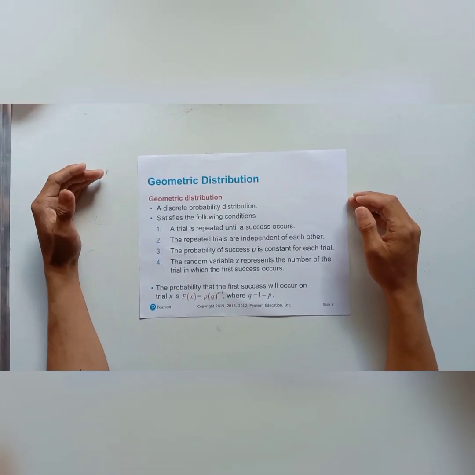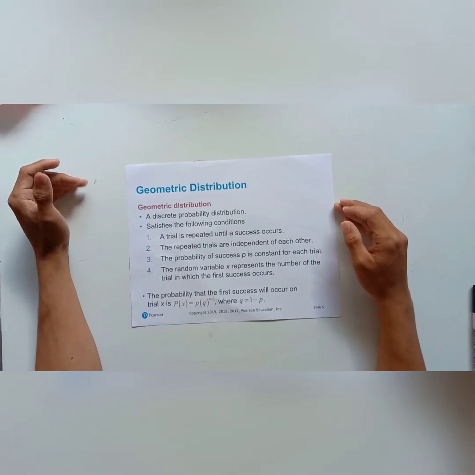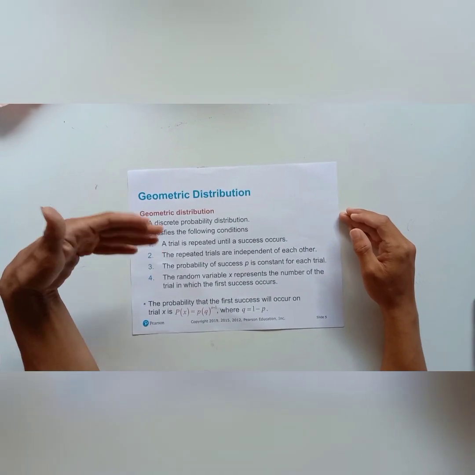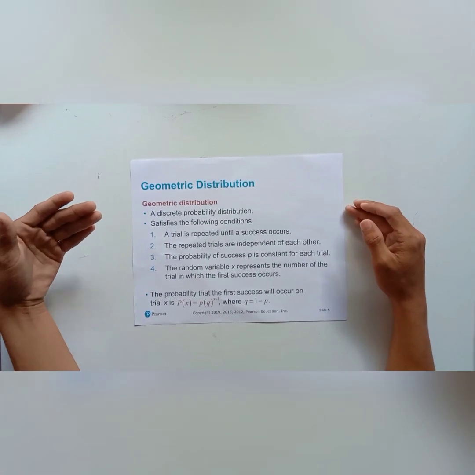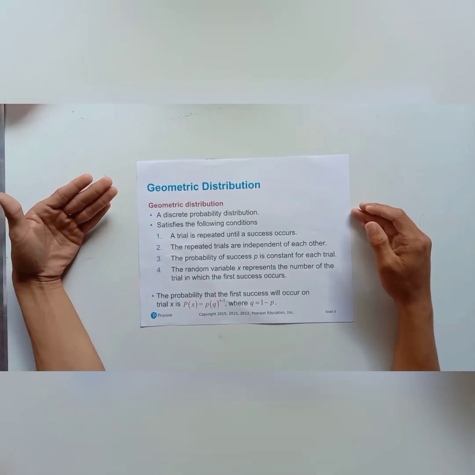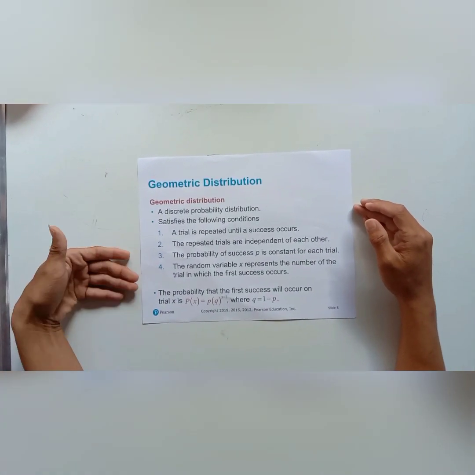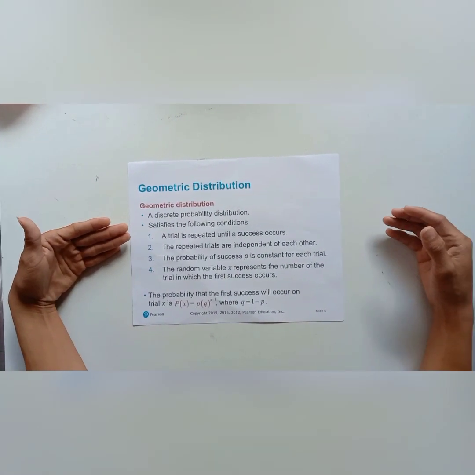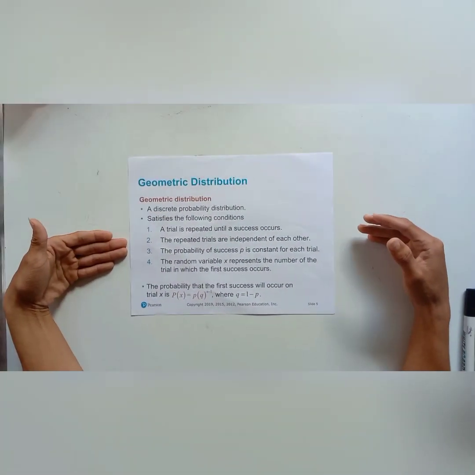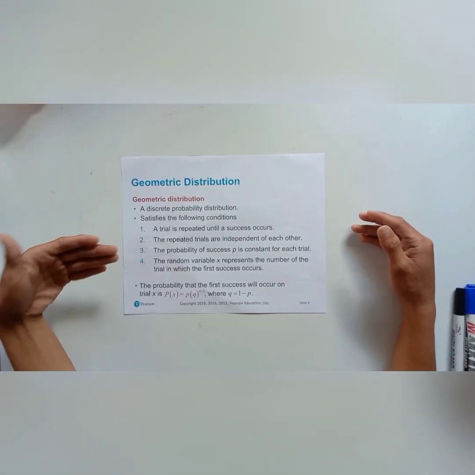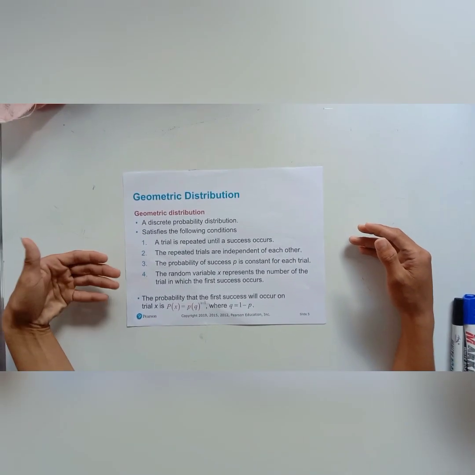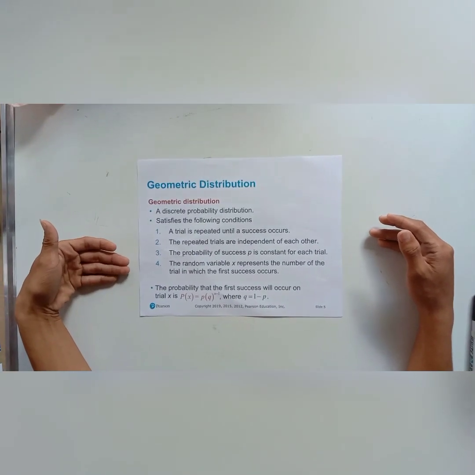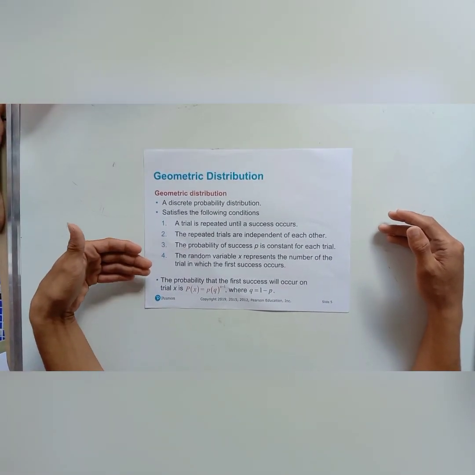A geometric distribution is the distribution of the number of trials needed to get the first success on repeated Bernoulli trials. A situation is said to be a geometric setting if the following four conditions are met. The first condition is a trial is repeated until a success occurs. Second, the repeated trials are independent of each other. Third, the probability of success P is constant for each trial. And lastly, the random variable x represents the number of the trial in which the first success occurs.